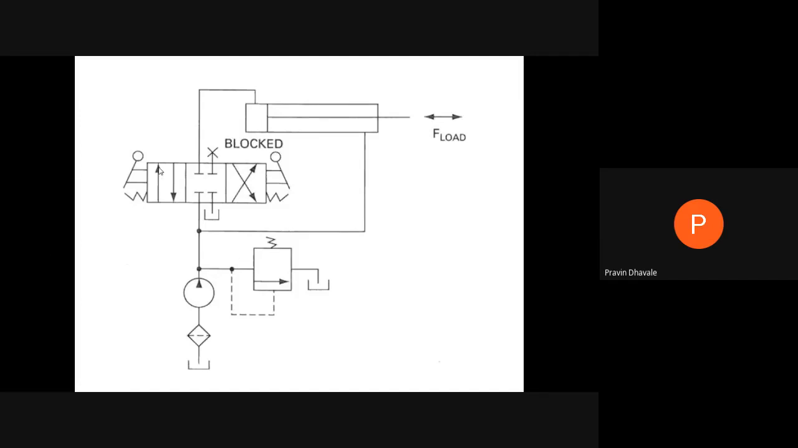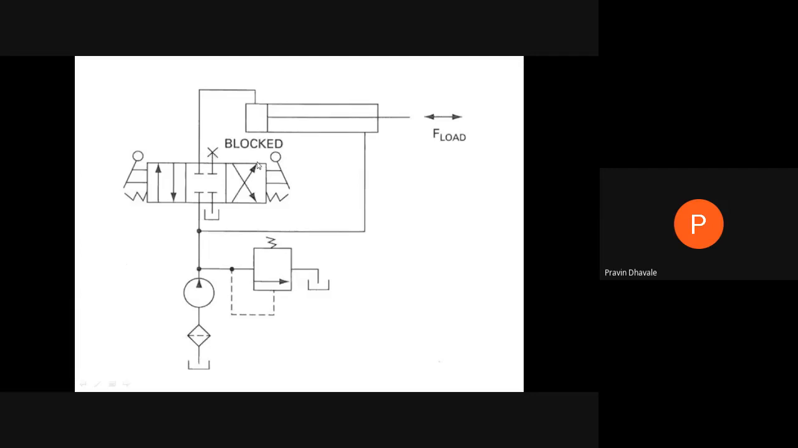Are you understood or not? Yes, sir. When you are operating this position, at that time what happens? Whatever the fluid coming from the pump, now it will be coming to port P, that will be here. Then it will be going to port B, that will be here. But port B will be blocked.